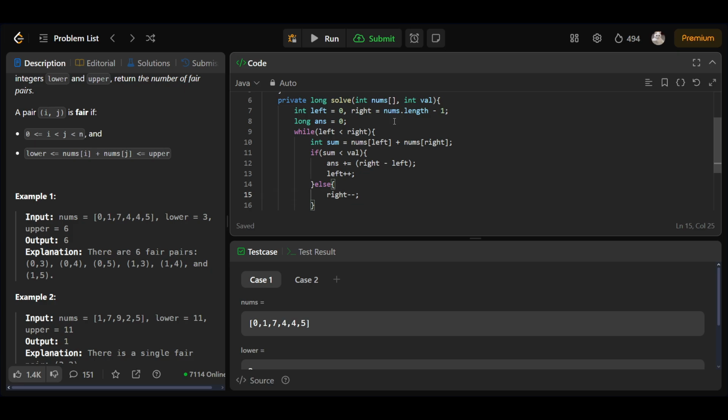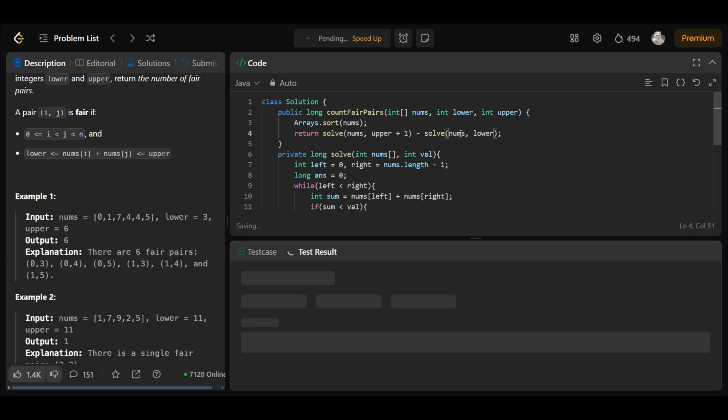Now let's give it a run. Cannot find symbol nums. Now let's give it a run again, and it gets accepted. Now let's submit it, and it works perfectly fine as well.